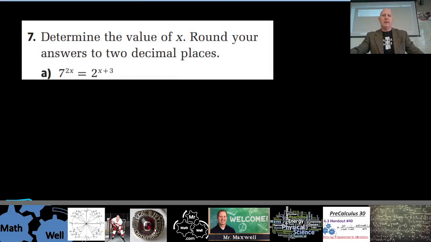All right, guys. So 7a, this is 8.4, pre-calculus 30. Determine the value of x, round your answers to 2 decimal places. So we have 2 powers here equaling each other with different bases, and bases that can't really be easily written with the same base. 2 powers that can't be written with the same base. So that's when we're going to take the log here.